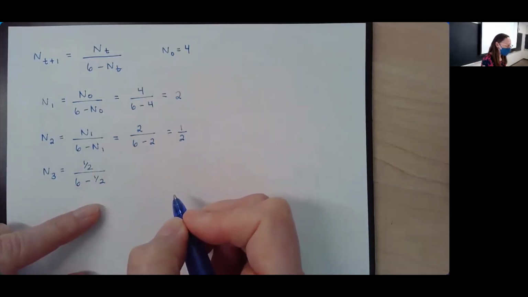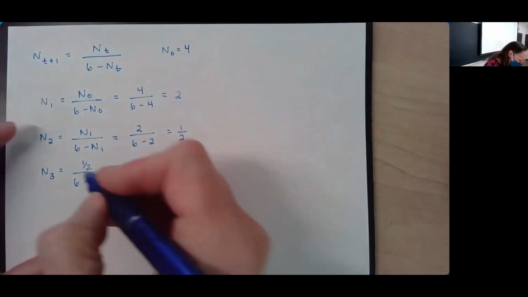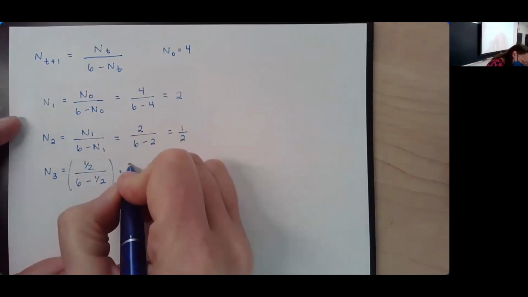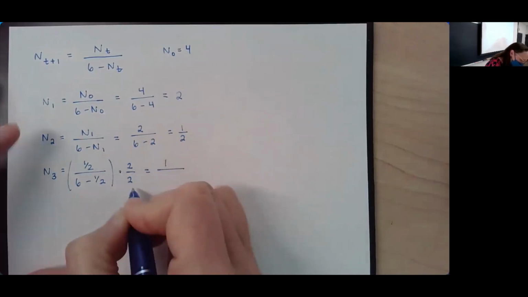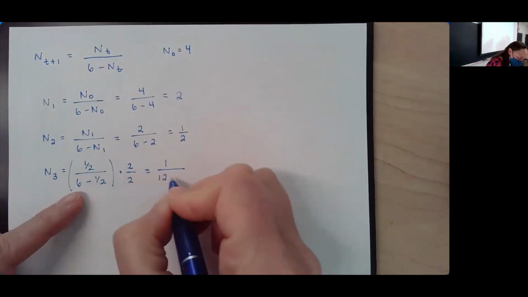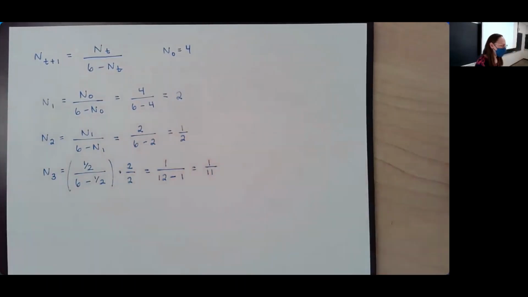You could certainly throw something into a calculator. I see fractions, so I'm going to multiply by something to get rid of those fractions. If you put this into a calculator, you would get an answer as well, but I'm going to multiply by 2 over 2 so that on top I have 1, and on the bottom, 2 times 6 is 12, and 2 times 1/2 is 1. So I've got 1 over 11.